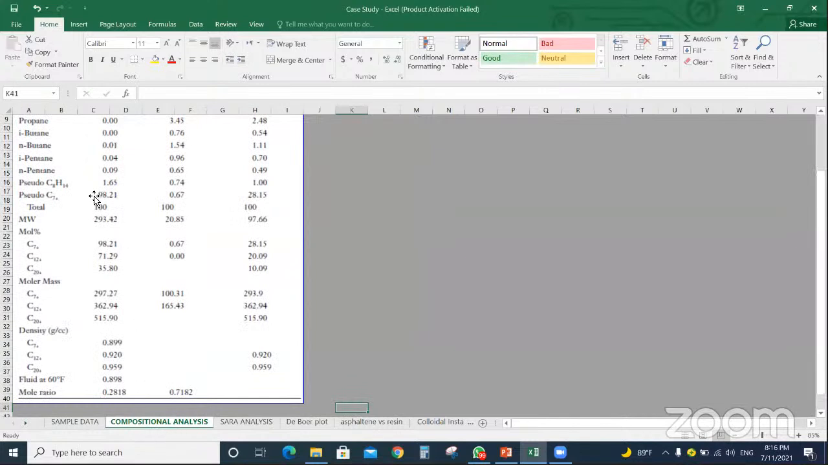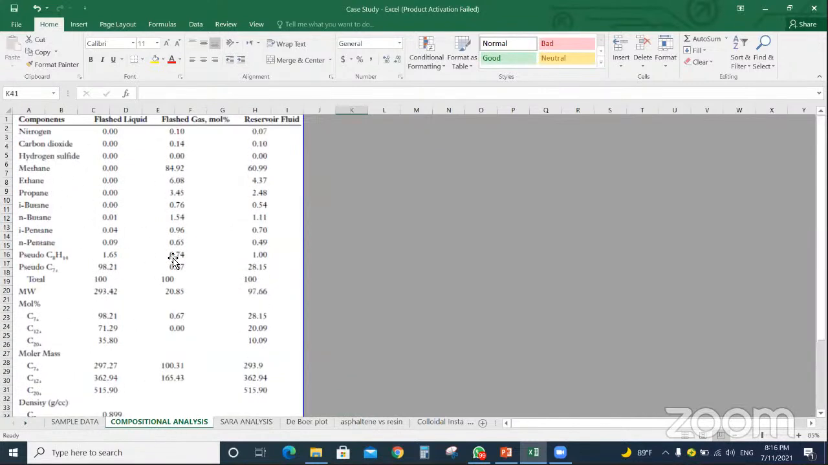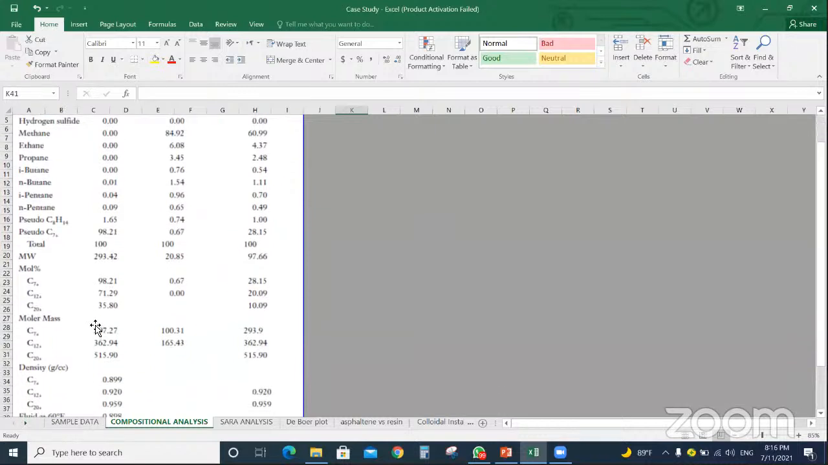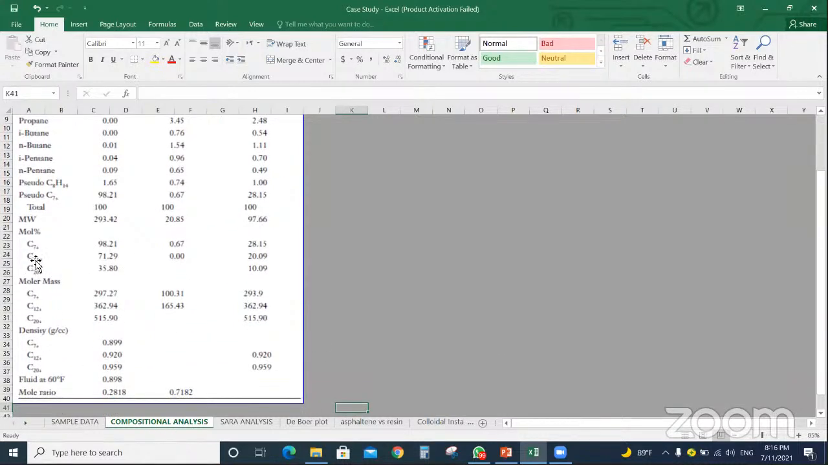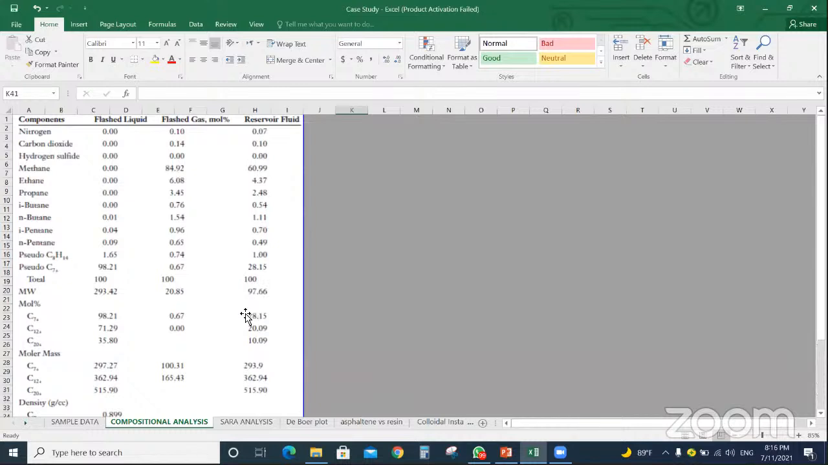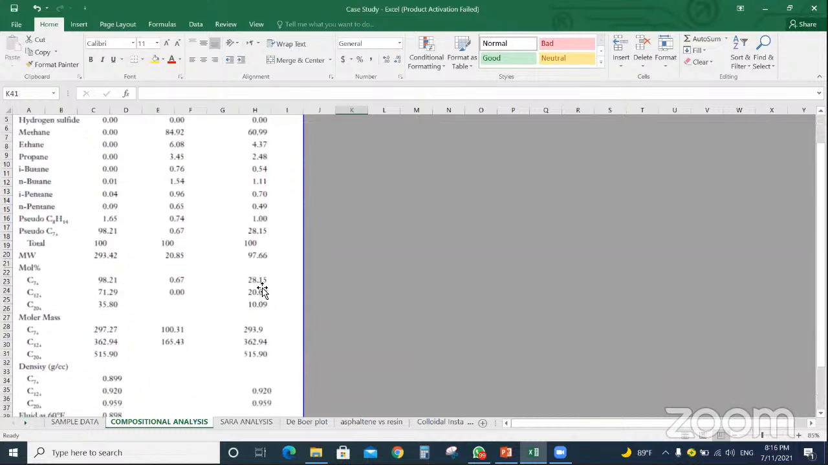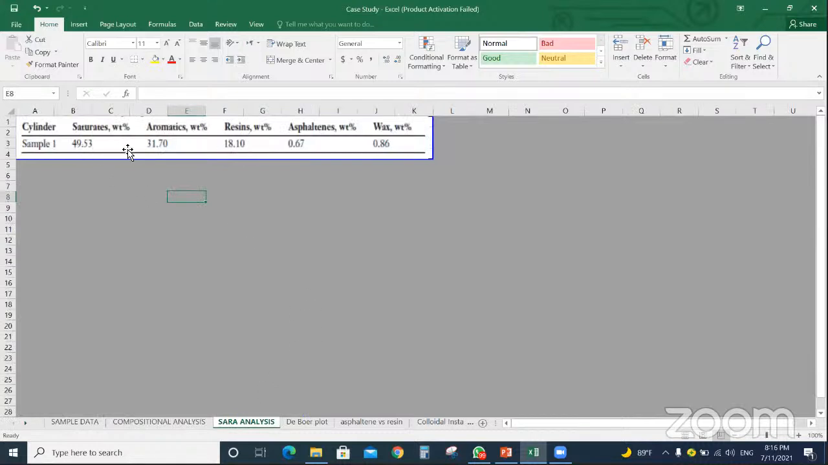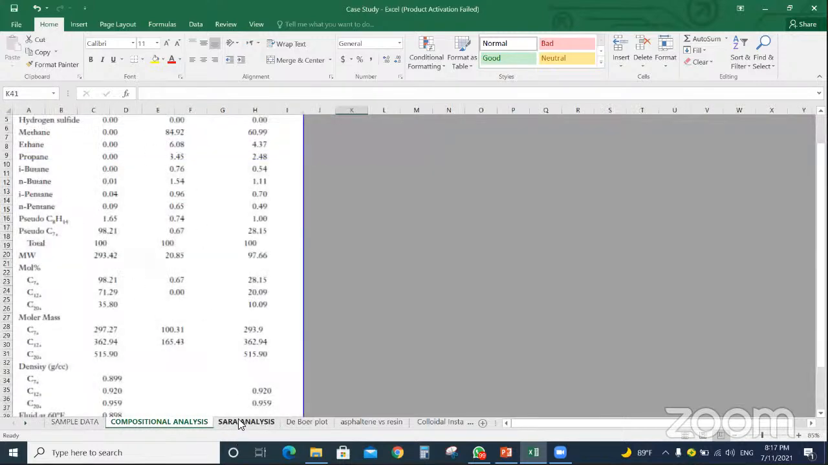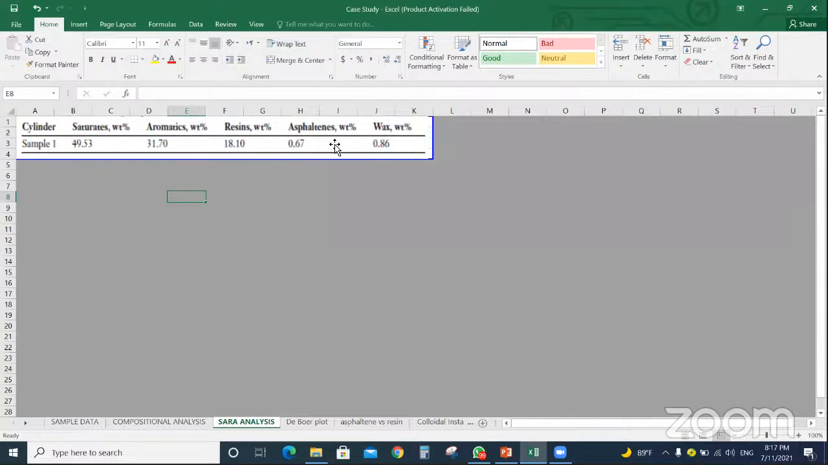Also we have the compositional analysis. As we knew from the presentation, we are searching in the compositional analysis for the C7 plus, okay? So we have a low C7 plus. We made a thorough analysis for this oil, so we can group these components into four groups: saturates, aromatics, resins, and asphaltene, and also further analysis for wax determination.